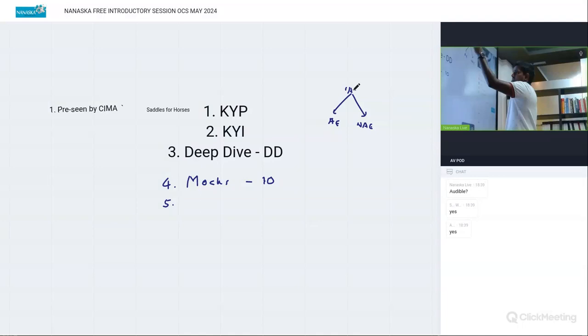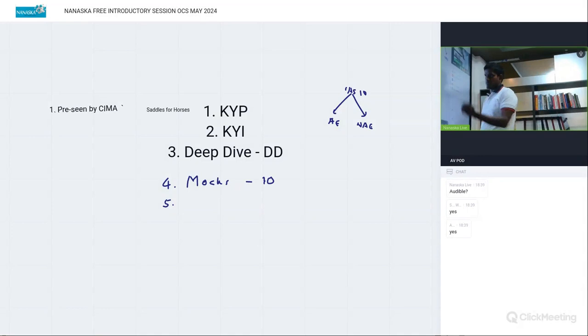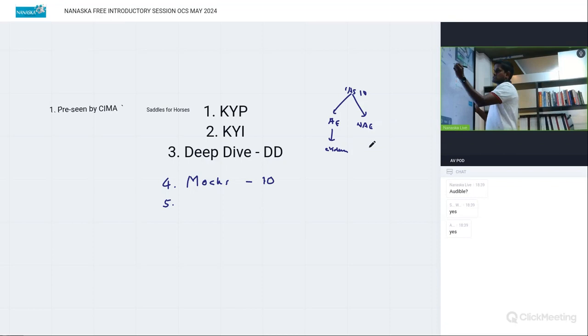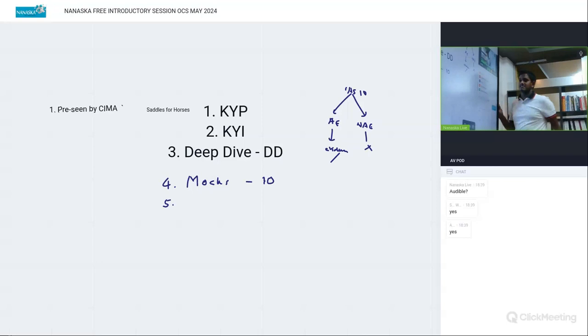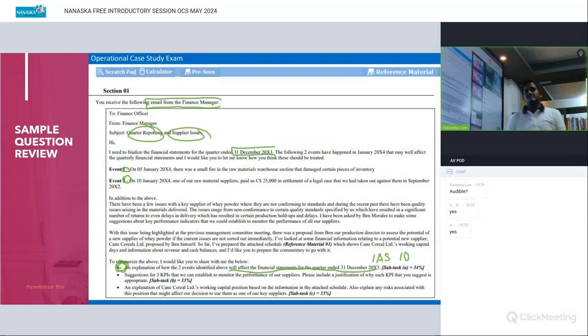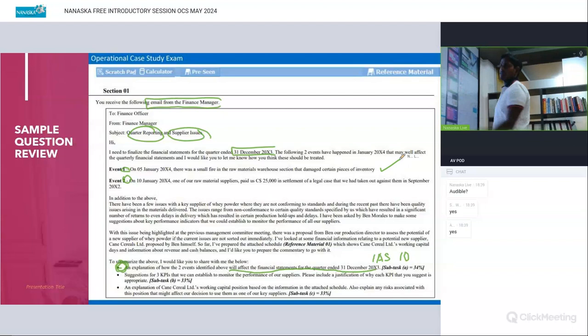Under adjusting events, you've got to see whether there is evidence of existence at the reporting date. If there is no evidence, it will be a non-adjusting event. If there is any evidence of existence at the reporting date, yes, you have to adjust it. If there is no evidence, you will not adjust it. So accordingly, the first event is about a fire.